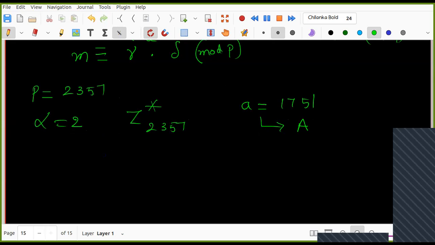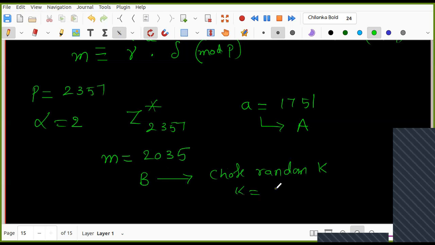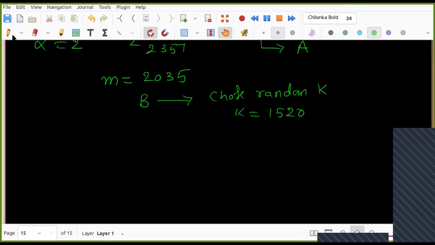Now the message m, B wants to send 2035. So what will B do? Choose a random k. She chooses k equal to 1520. What next will she do? She will compute gamma and compute delta. Gamma is equal to alpha power k, so that is 2 power 1520 modulo 2357.